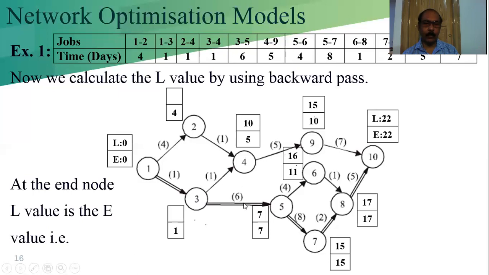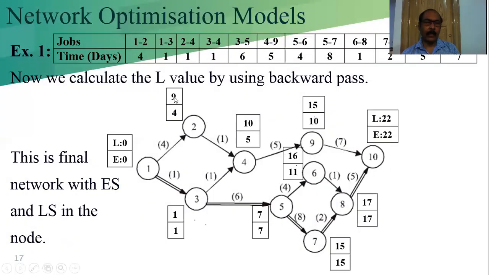See, this is 1, so 3 is the predecessor of 4 and 5. First we have to calculate, and we already calculated L4 as 10. So 10 minus 1 is 9, and 7 minus 6 is 1. This is calculated in the next table.